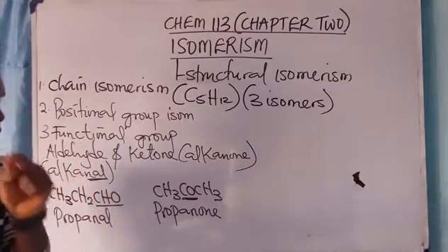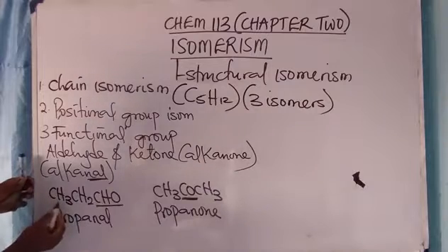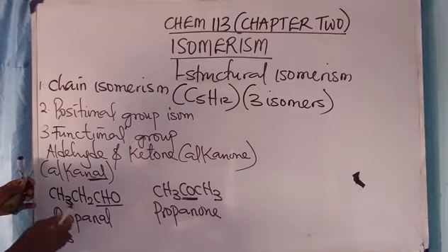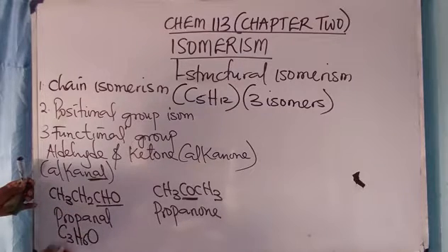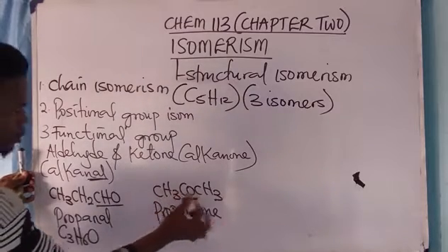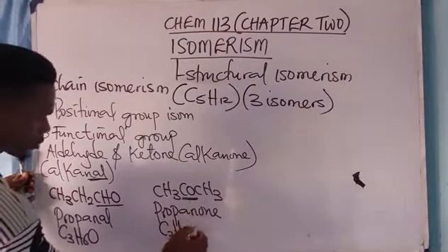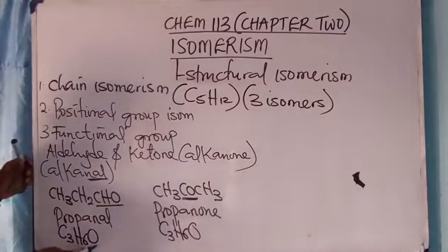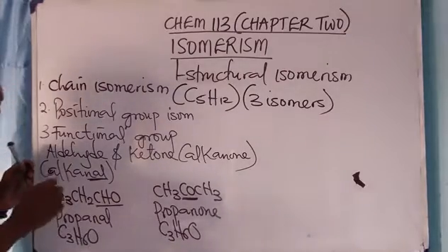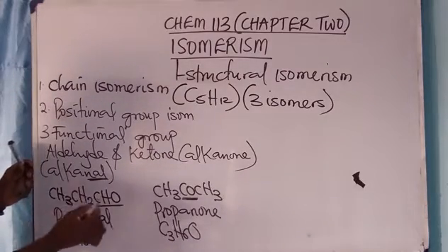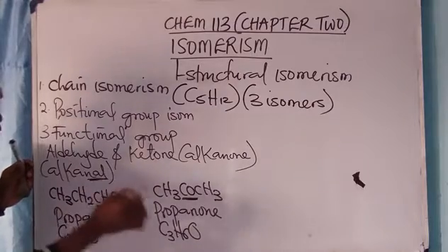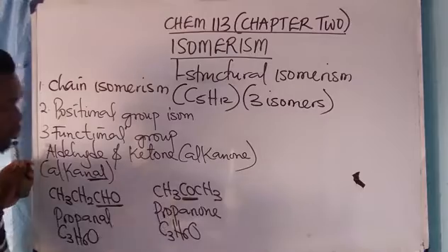But different functional groups. Now let's check how many carbon atoms we have here. 3. We have 1, 2, 3. That is C3. How many hydrogen? 1, 2, 3, 4, 5, 6. H6, then O. Then this one, we have 3 carbon atoms. How many hydrogen? 6. How many oxygen? 1. Alright, you can see the same molecular formula but different functional groups. This first one has the aldehyde functional group, but this one has the alkanone or ketone functional group.